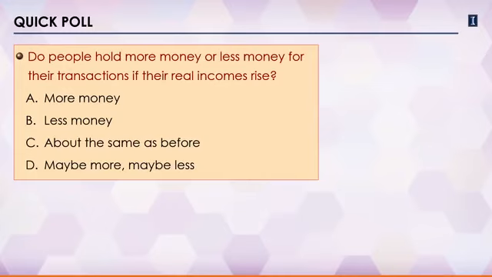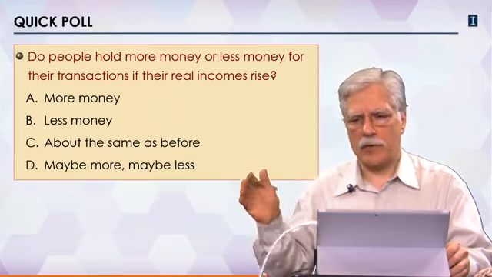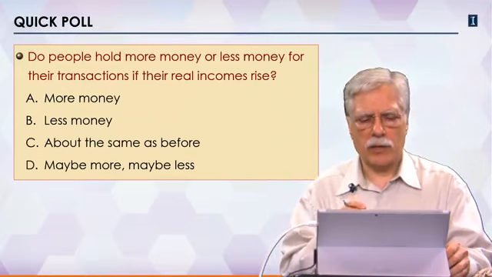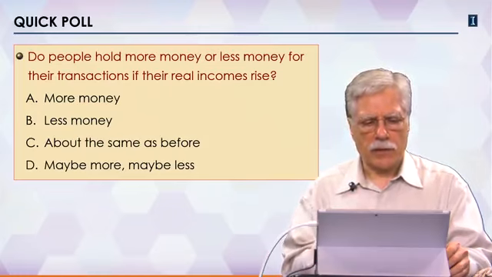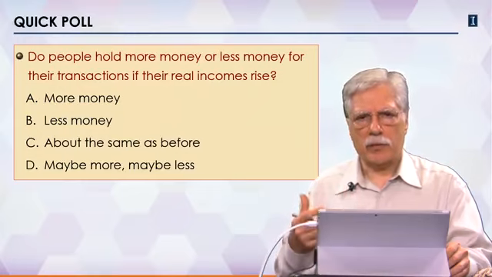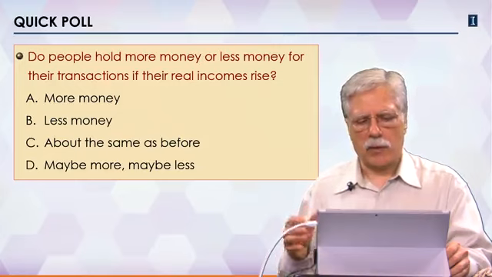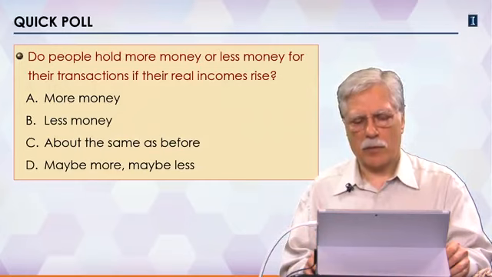Remember that when we say holding money, we're talking about how much cash or demand deposits people are holding. We're not talking about how much assets they have, the stocks or other assets. This is only about the liquidity that they keep for their transactions. So, think about this. Suppose that real incomes rise. People are able to buy more goods and services. Would they hold more money, less money, about the same amount as before, or maybe more, maybe less? Think about this for a moment and let me come back to you with an answer.